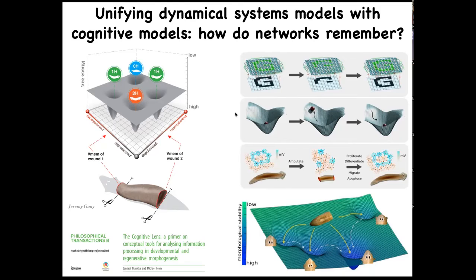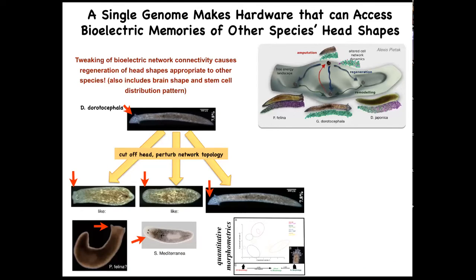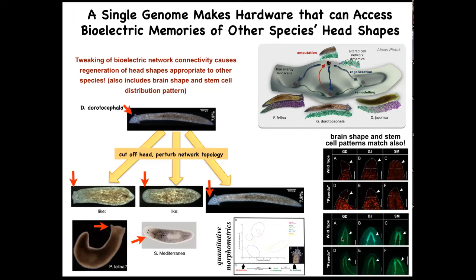Now, interestingly, it's not just about head number. It's more general than that. It's about head shape as well. So if we take this nice triangular headed planarian, amputate the head, and then confuse the bioelectrical circuit about what it should be doing, then you sometimes get flat heads like this P. felina, or you get round heads like this S. mediterranea. These creatures are between 100 and 150 million years distance from this guy. Again, remember, no genetic change here. Not only the head shape, but actually the shape of the brain and the distribution of the stem cells changes to be just like these guys.